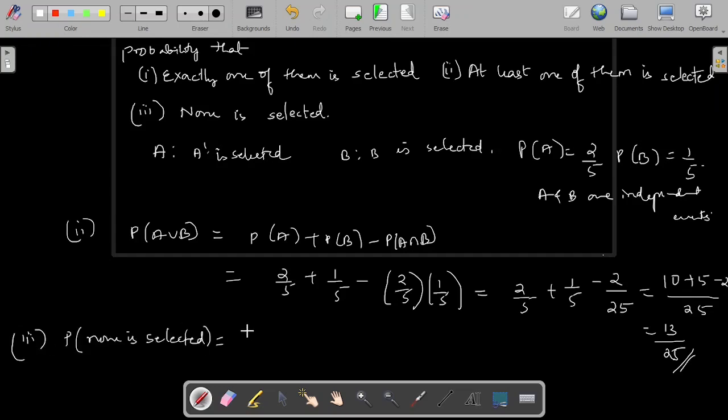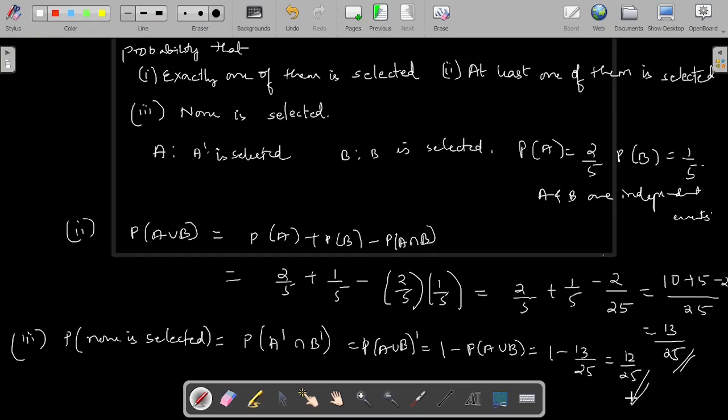Third one, none is selected. Probability of none is selected, which is P of A is not selected means A dash occurs, and B is not selected, B dash occurs, which is nothing but P of A union B whole dash, which is equal to 1 minus P of A union B, that is equal to 1 minus 13 by 25, that is 12 by 25. This is how we calculate the probability using addition and multiplication together.